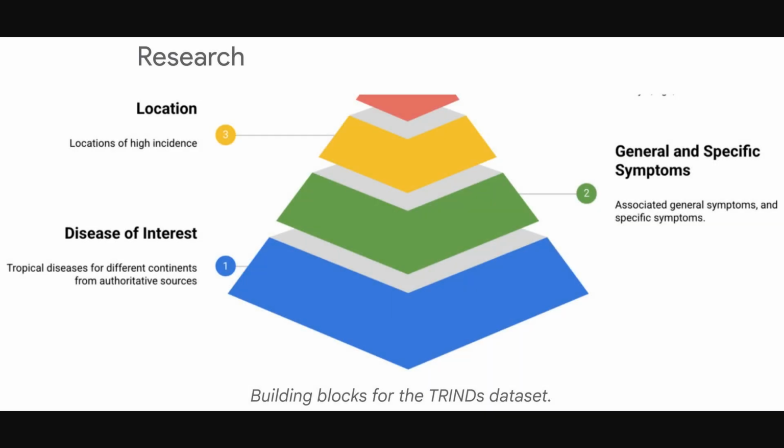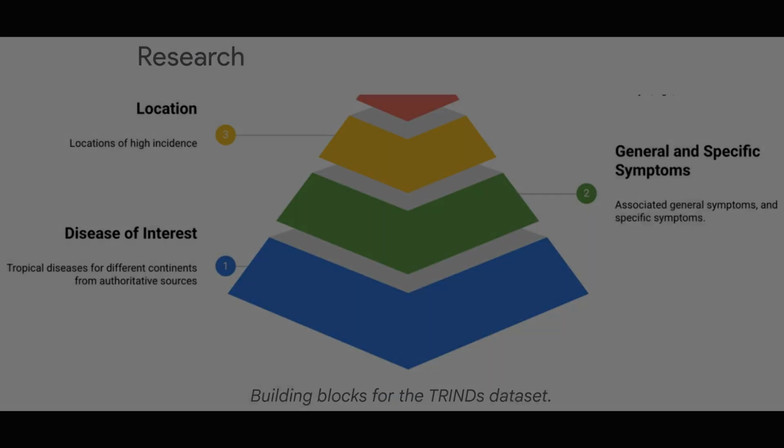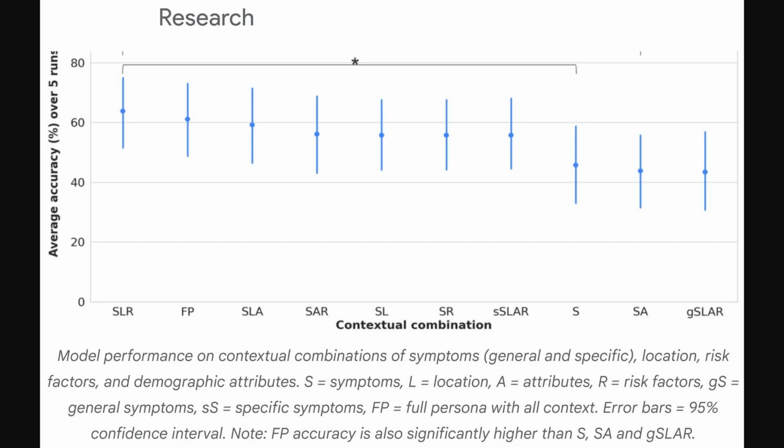So this figure illustrates how they built their TRINDs dataset. It's a layered approach. The base is the disease of interest, pulled from reliable sources. Building on that, they add the general and specific symptoms associated with each disease. The next layer incorporates the patient's location, specifically areas with high incidence of these diseases. This layered structure really emphasizes the importance of context, like we saw with the patient persona, in accurately diagnosing these complex tropical illnesses.